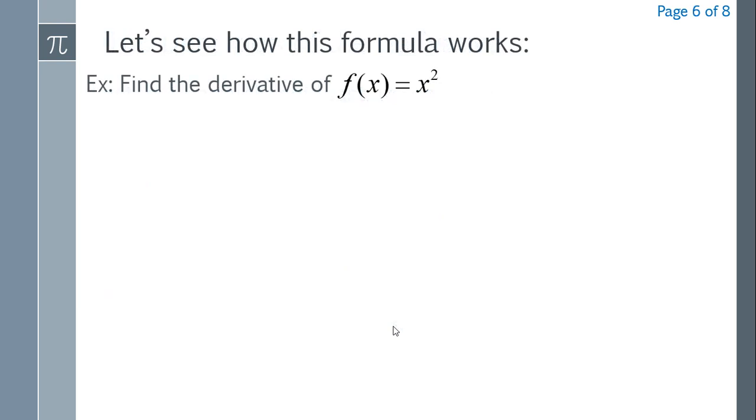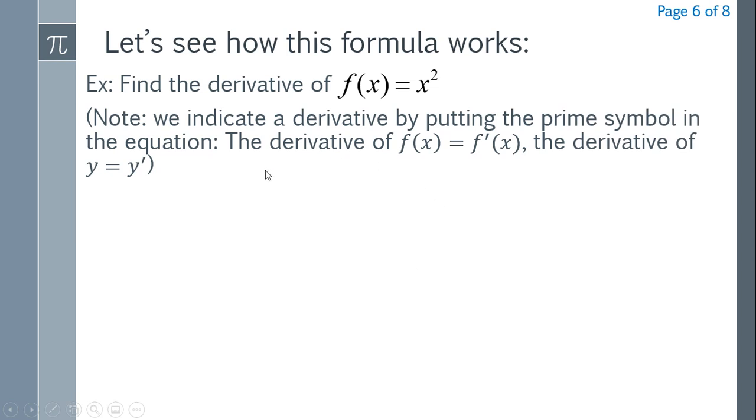Let's see how it works. Find the derivative of f of x equals x squared using the definition. We're going to call the derivative of f of x f prime of x, and the derivative of y is y prime. That's just standard notation to get used to.